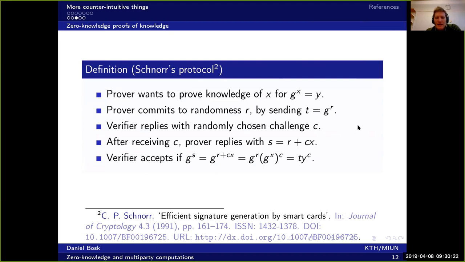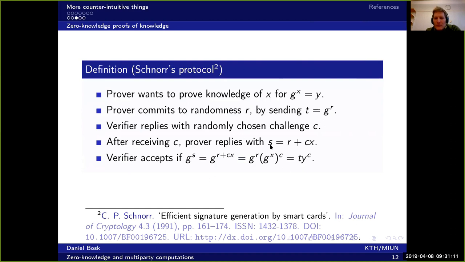Now, what happens next is that the verifier does two computations to verify the correctness. The verifier has S on the one hand, and can take G to the power of S. So that's a valid computation. The verifier also has T and Y and C. On the other hand, the verifier will take T, which it got from the prover, and Y, which is the public key of the prover, and C that it made up itself and sent to the prover, and it will check if these two are equal.